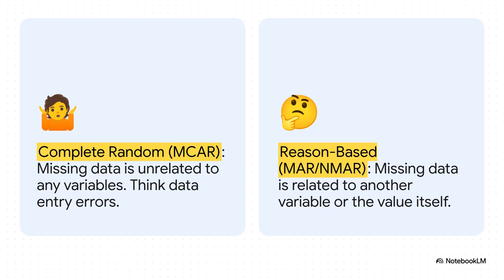Sometimes data is missing just completely at random, like a simple typo. But other times, it's missing for a specific reason, like when people with lower incomes are less likely to answer a question about their salary. You really have to understand the why behind the missing data to know how to handle it properly.